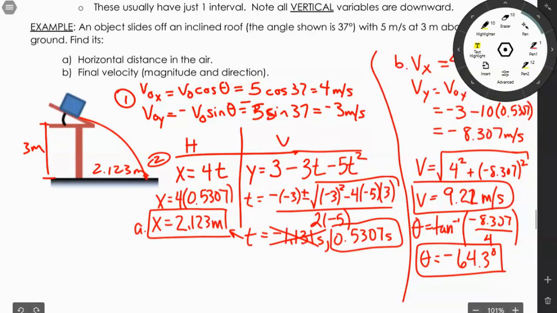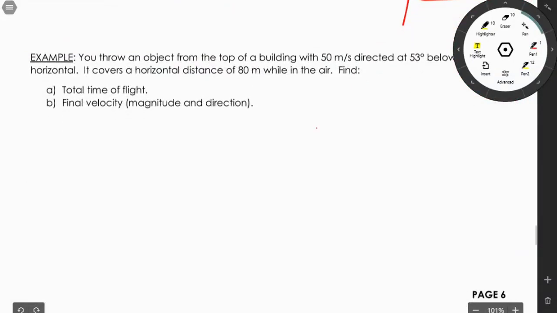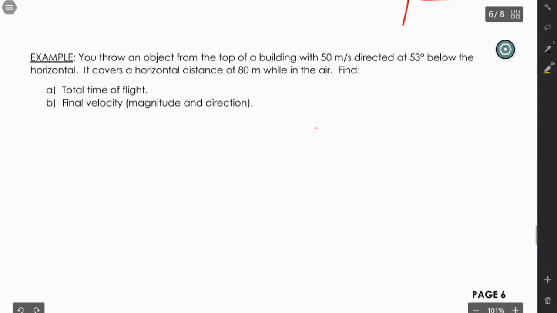All right. The next example, we're going to throw an object from a roof at 50 meters per second, directed at 53 degrees below the horizontal. It covers a distance of 80 meters while in the air. Then we'll find the time of flight and the final velocity.